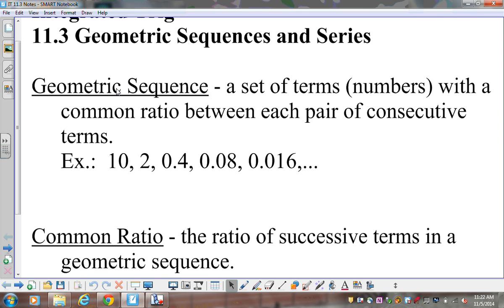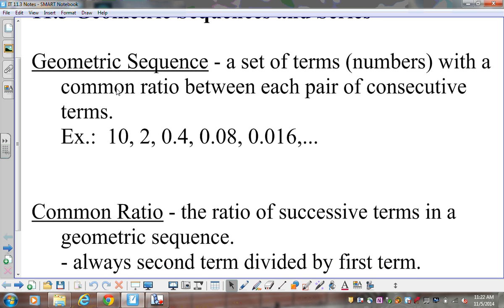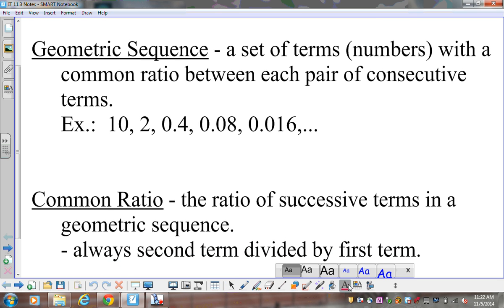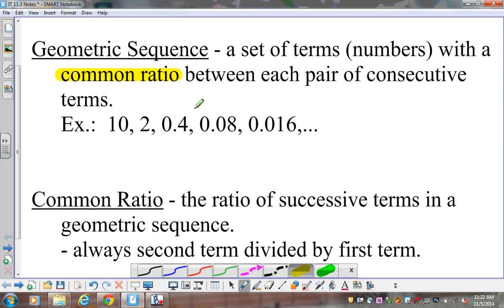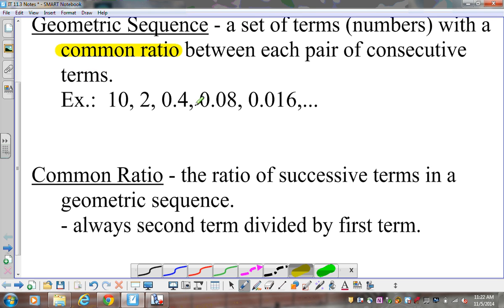All right, now if you remember before when we were doing arithmetic sequences and series, we had that common difference, that number that you were adding and subtracting. This time, that number that we're multiplying by is going to be called my common ratio. All right, so let me just go through. So right here, we've got our common ratio. So that's that number that you're multiplying by each time to get to the next term. So if you kind of scroll down here and look at what common ratio is, it's the ratio of successive terms in a geometric sequence. It's always the second term divided by the first term.